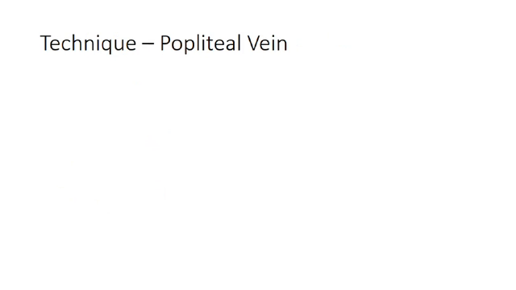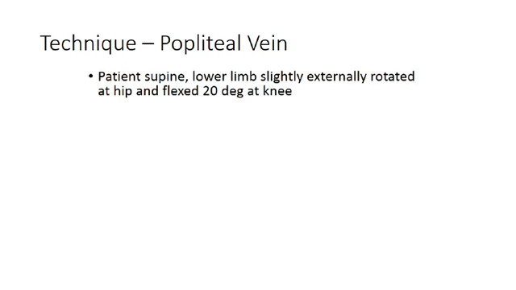For the popliteal vein, the patient position is slightly different. Apart from this, everything is the same, but the patient position is slightly different. Here the patient is supine at the hip, and the lower limb is slightly externally rotated at the hip, just like in the femoral vein. But at the knee, you have to flex the knee 20 to 30 degrees. Otherwise, you will not be able to reach the knee, reach the popliteal fossa.